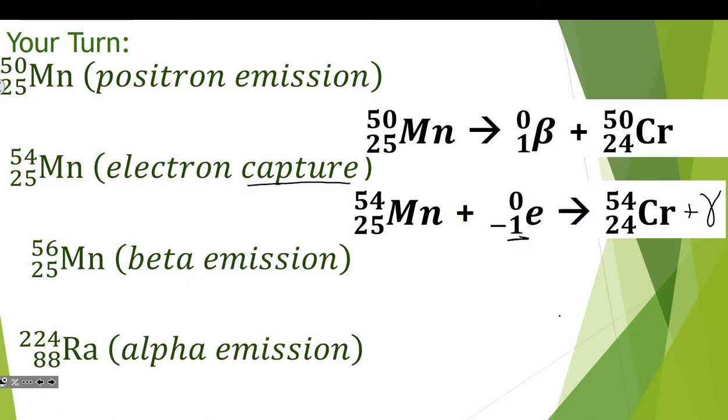Okay, look at the next one. Beta emission. Now we're going to emit a beta. It's on the product side, so put a beta on the product side. So start with what you were given, then put an arrow, then put your beta, and then whatever else you need to balance it.